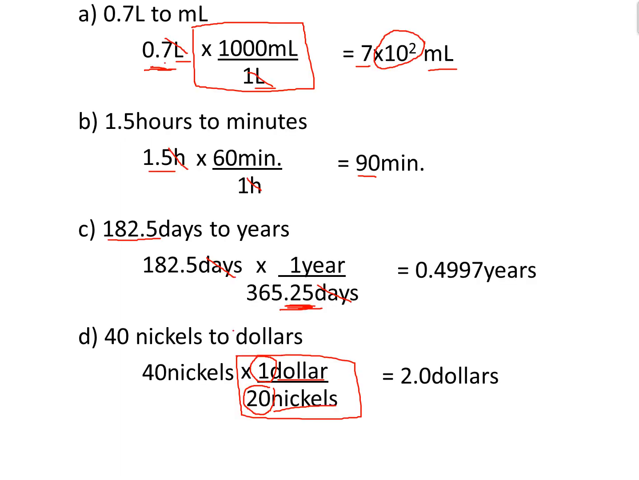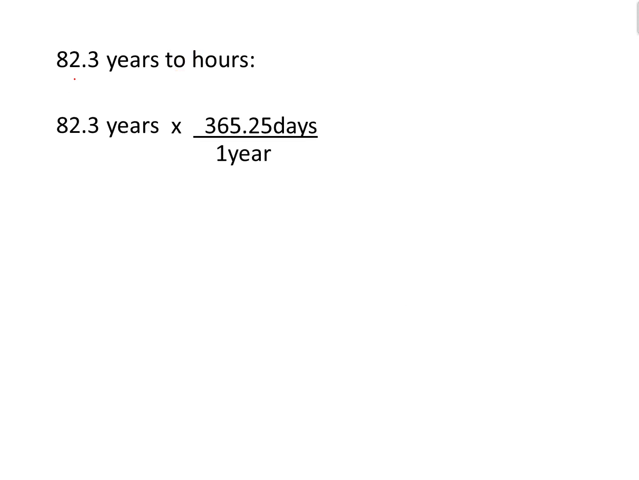All right, 32 years. Let's just go back for a second. 82.3 years to hours. We have 82.3 years. We can convert that first to days using this conversion factor, which will get rid of the units of years and end in units of days. We have our answer in days.